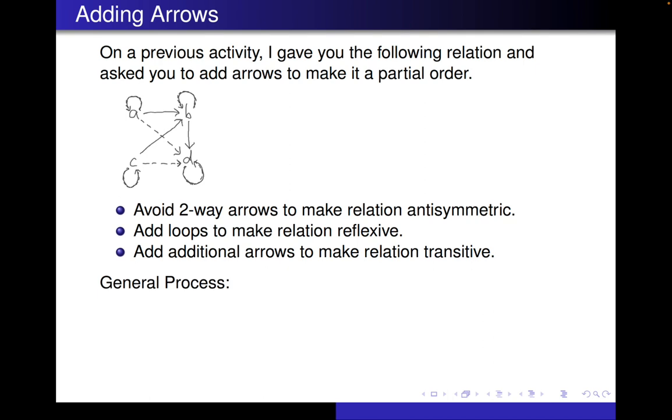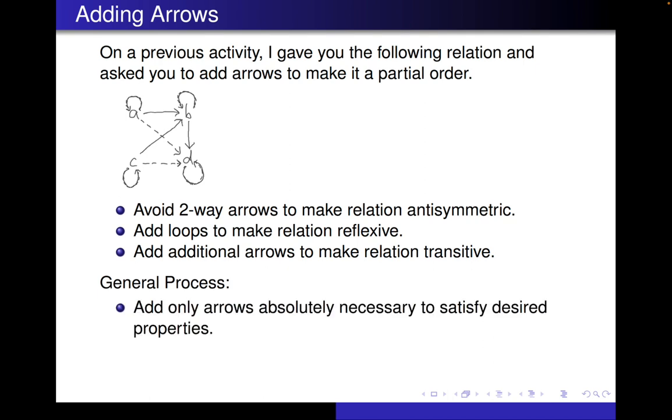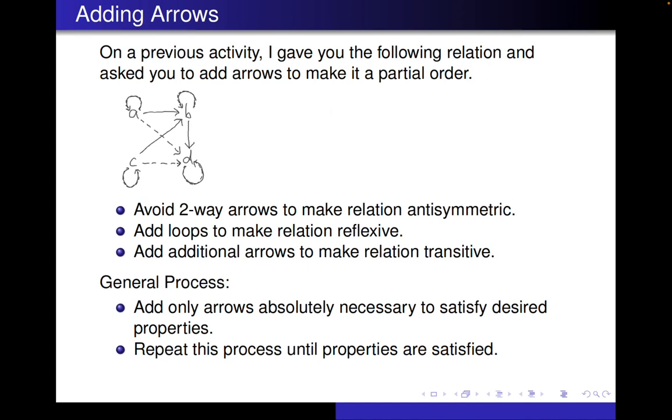So the general process of what we do is at each step, we add only the arrows absolutely necessary that are demanded to satisfy the desired properties. And then we take a look at it to see if the properties are satisfied. And if not, we keep repeating this process until all the properties are satisfied. At each step, we make sure not to add too many arrows.